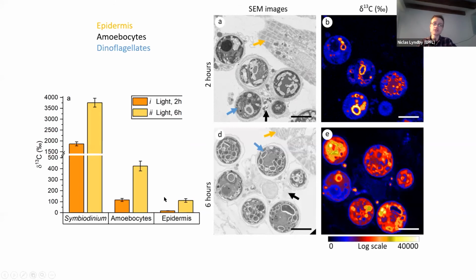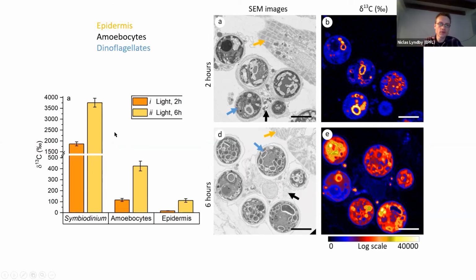Then if we include the 6-hour pulse labeling, we can see now that the algae is overall much more enriched. So it's been turning over more of its carbon, and it's turned it into carbon-13. The same is the case for the amoebocytes now. It's not just lipid structures that are more enriched overall, but it's also in general the amoebocyte structure that is actually enriched in carbon-13. And we even start to see patches in the epidermal layer as well, from carbon-13.